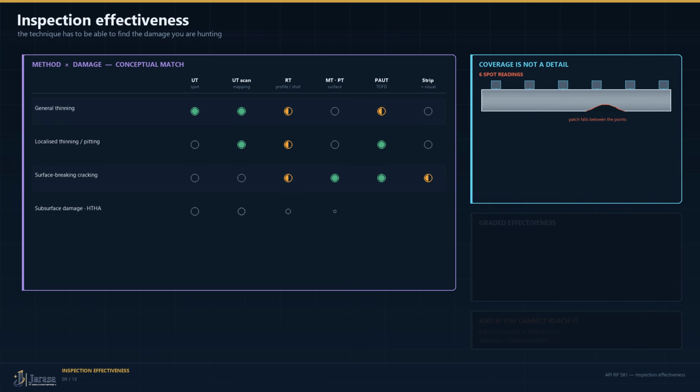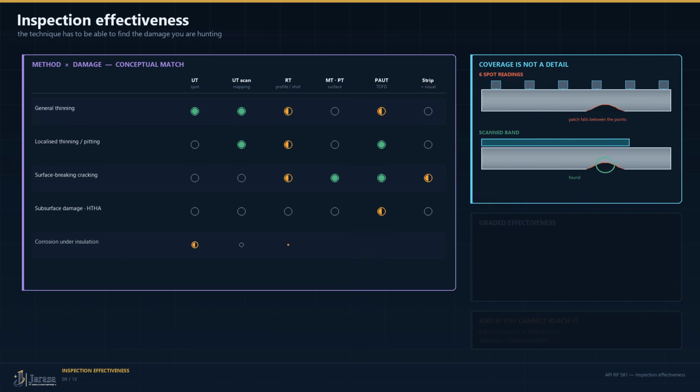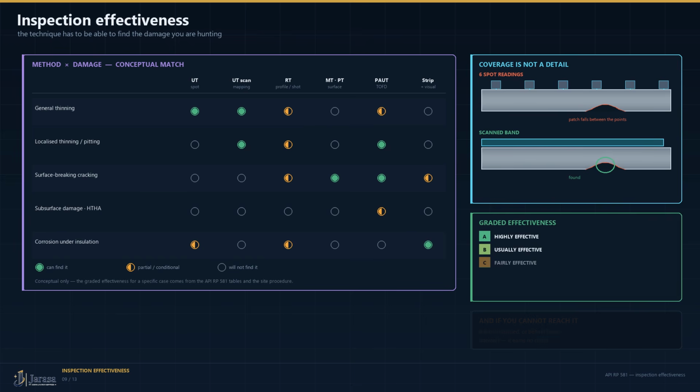Ultrasonic thickness readings are excellent for wall loss, and effectively blind to a tight surface crack. Magnetic particle and penetrant testing find surface-breaking cracks, and tell you nothing about internal thinning. Coverage matters as much as method. A handful of thickness points is not the same as scanning the corroded region, and an inspection you cannot physically reach earns no credit at all.